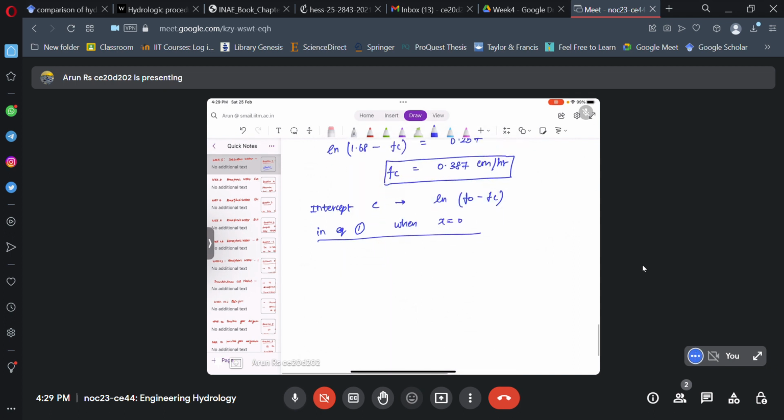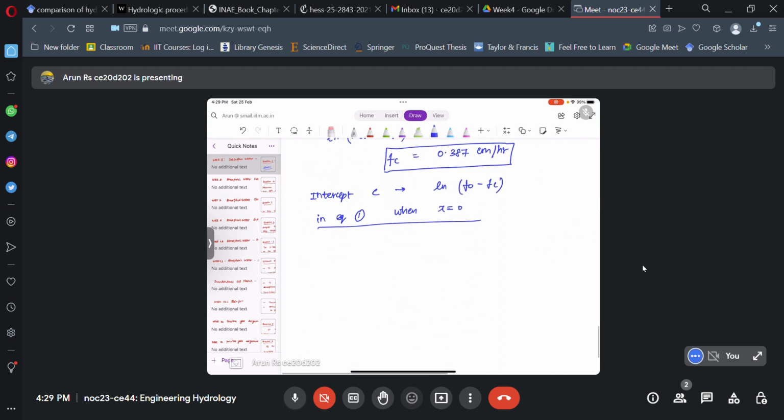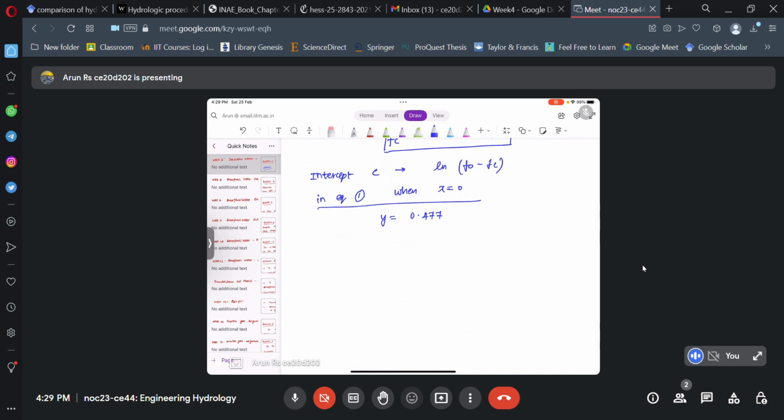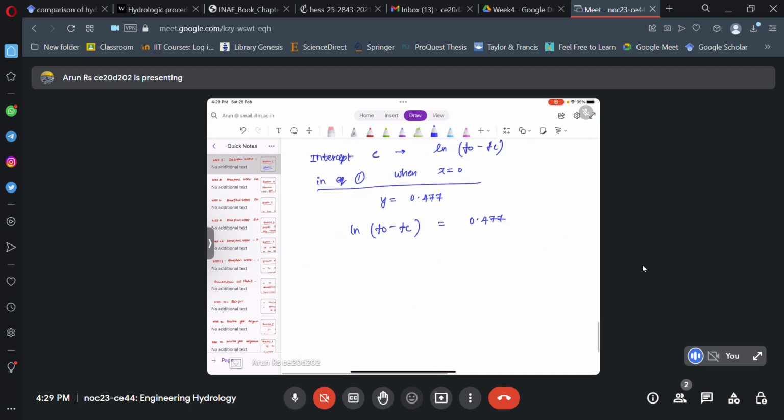So you will get y as 0.477, which is nothing but your intercept c. So intercept c, ln of f naught minus fc, is equal to 0.477. Now we found fc value, so we can determine f naught. So f naught minus 0.387, and if we solve this, we'll get f naught to be approximately 2 centimeters per hour.